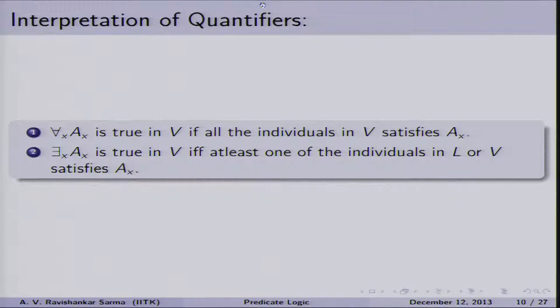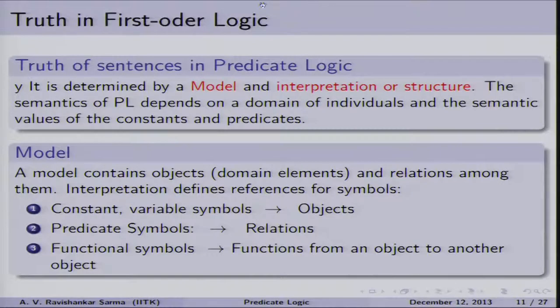So now this is the way to interpret the quantifiers. For all X, A(X) is going to be true in a domain V if all the individuals in V satisfy that particular property A(X). In the same way, there exists some X, A(X) is going to be true in a domain D or V if and only if at least one of the individuals in D or V satisfies the property A(X). A(X) holds for at least one value, then you call it there exists some X, A(X) is true.